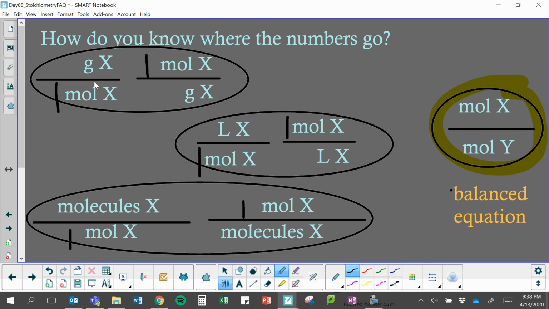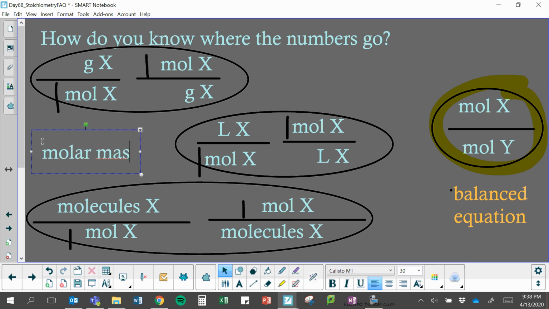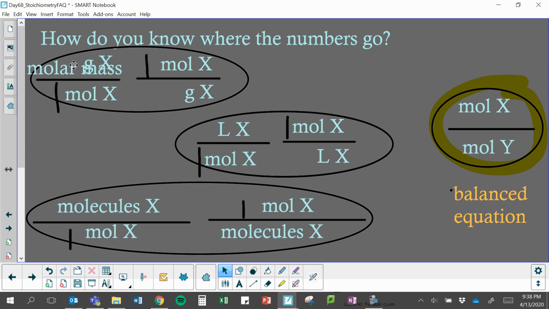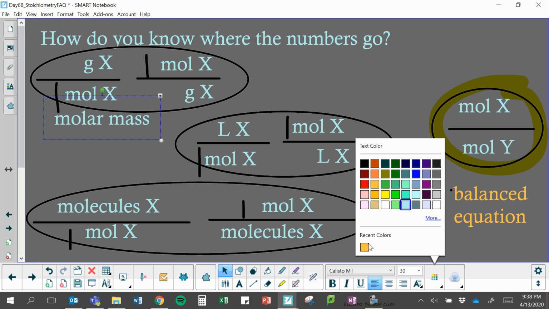So when we have grams, this is where we're using our molar mass, and the molar mass is always going to go on the top with grams. So if you have grams on top, the molar mass number goes on top. If you have grams on bottom, the molar mass number goes on bottom. So that's what number is going to go here.